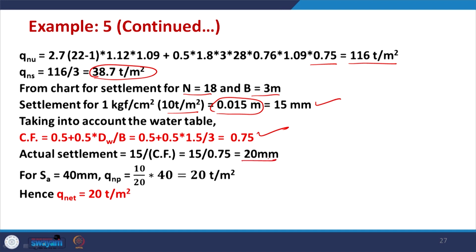So, the settlement will be higher due to the correction of water table, and it comes out to 20 mm. And for this 20 mm settlement, you find the corresponding value for Q and P, because the allowable settlement is 40 mm. So, that means you can have higher intensity; instead of 10 ton per meter square, it could be double of that, so 20 ton per meter square. Now, out of these two numbers 20 ton and 38.7, the lower one will govern, and your final answer is this Q net 20 ton per meter square, the net loading intensity.